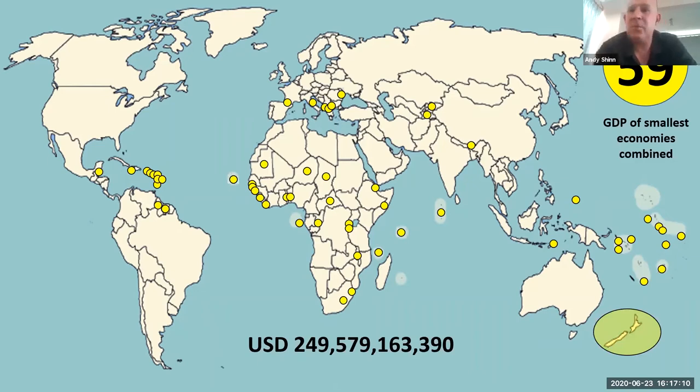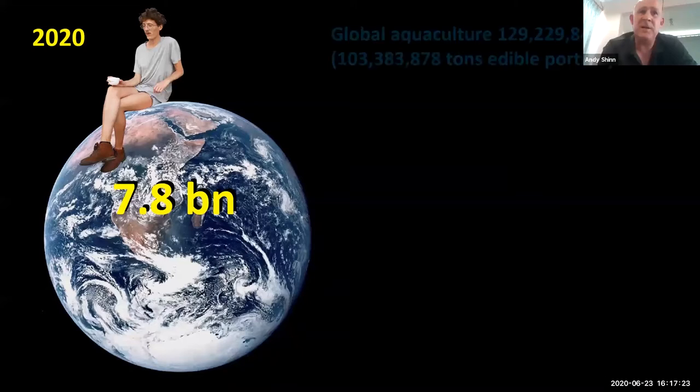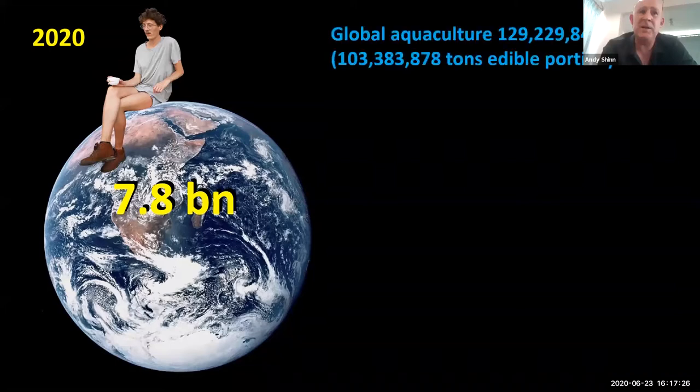So what about the global population? For 2020, we know that global population is around 7.8 billion. By applying that 4.9% increase in aquaculture, hopefully by the end of this year the figures should show that we're producing around 129 million tons of aquaculture product. If we think about just 80% of that as being edible, this translates into around 13.25 kilos being eaten by each person per year, or 36 grams a day.